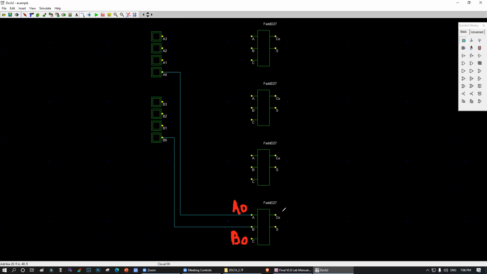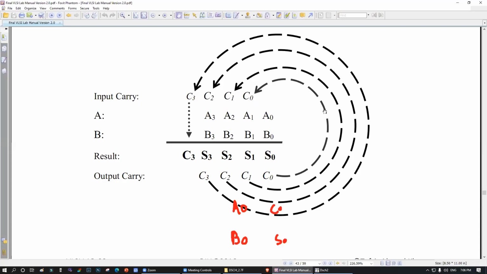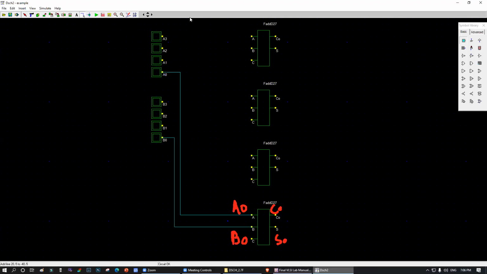So this is our C0 and this is our S0. Now, one more thing, where will the C0 go? C0 will go to the next place, right? That means A1 and B1. C0 will go to the next place with A1 and B1.